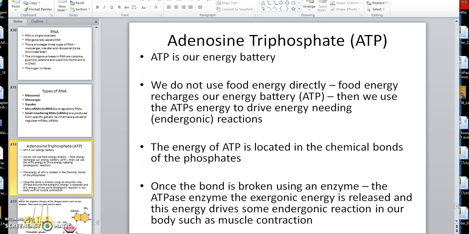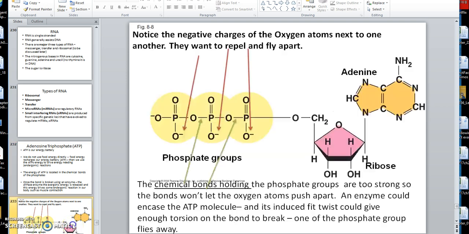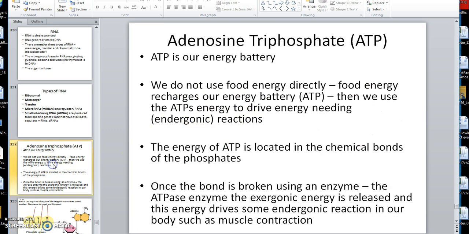It has a nitrogenous base, adenosine, and it has 3 phosphates, adenosine triphosphate, and it's got a sugar, as you can see here, which is ribose. So it has the same ingredients, but however, it doesn't act anywhere in the same manner. ATP is our energy battery. So here's the situation.